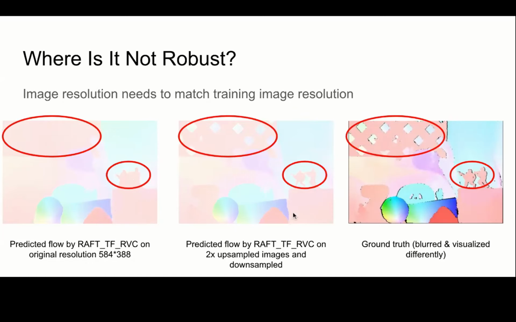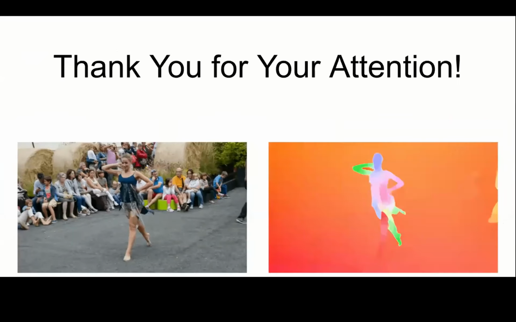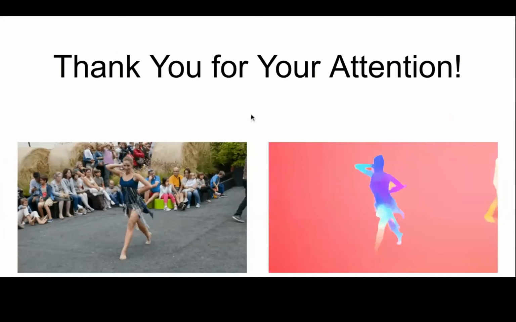So our remedy is we can upsample the images to around Sintel resolution, apply our method, and then downsample the flow field, which can recover these motion details quite well. But I think future work should be developed to make such networks more robust to the image resolution. And that's all for my talk, and thank you for your attention.